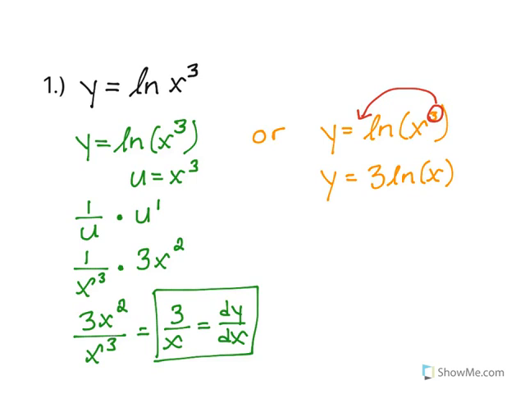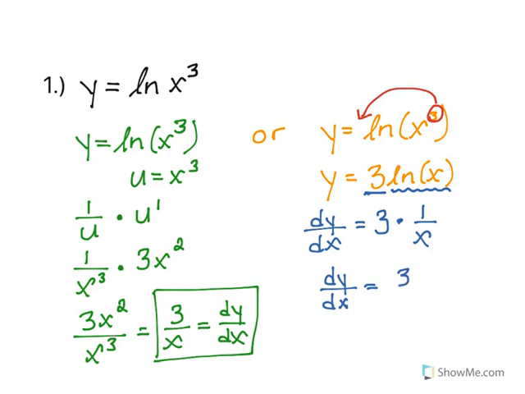So now if I want to start finding the derivative here, I don't really have an inside function anymore, I just have an x on the inside. So this is back to the first rule. When there's a constant out in front, that constant stays put, and then we multiply by the derivative of the other function. So we're going to have 3 times the derivative of ln x, which is just 1 over x. So here we also get dy dx, or y prime if you prefer, is equal to 3 over x.